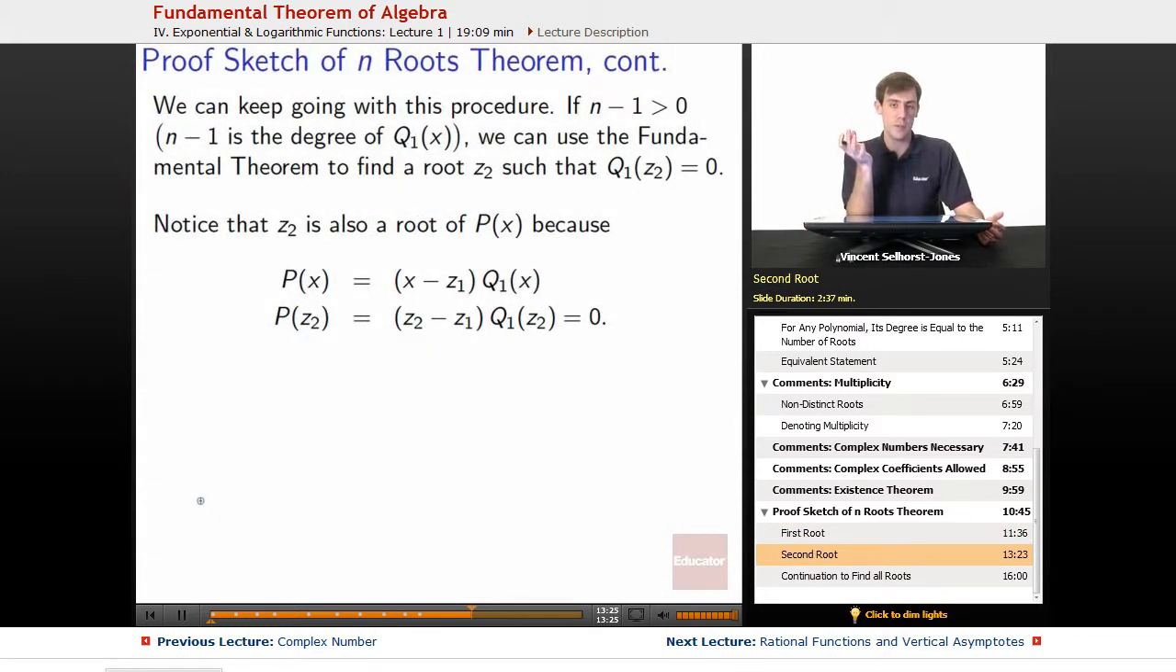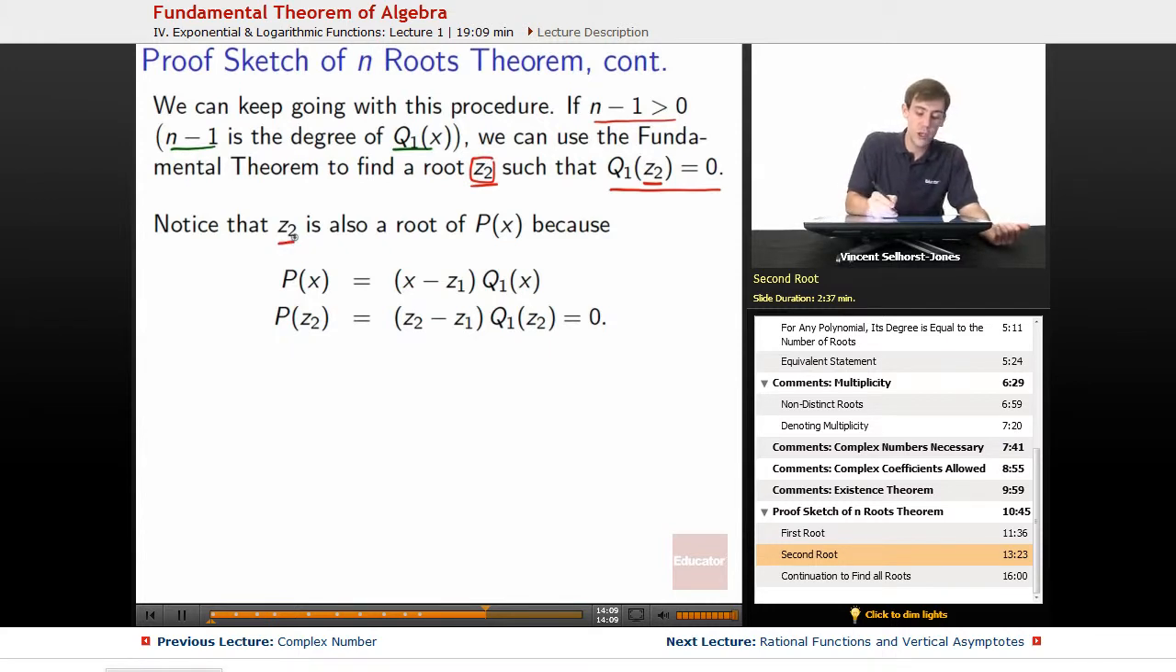So we can keep going with this procedure, right? We did it once: we pulled out a root, and then we were able to factor out that linear factor because of that root. So if we have n minus 1 greater than 0, remember, n minus 1 is the degree of our first quotient, we can use the fundamental theorem again. The fundamental theorem says as long as your degree is greater than 0, there's a root in there. So we know that there must be some root z2 such that q1 of z2 is equal to 0. Cool.